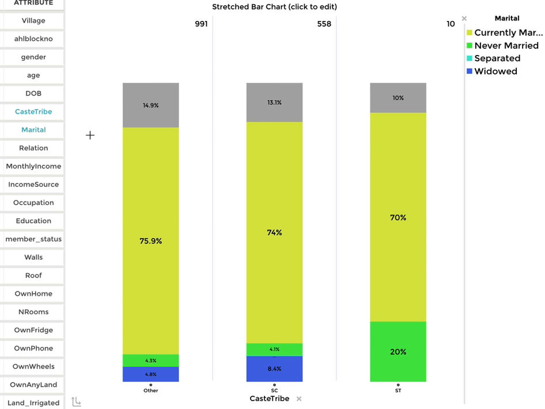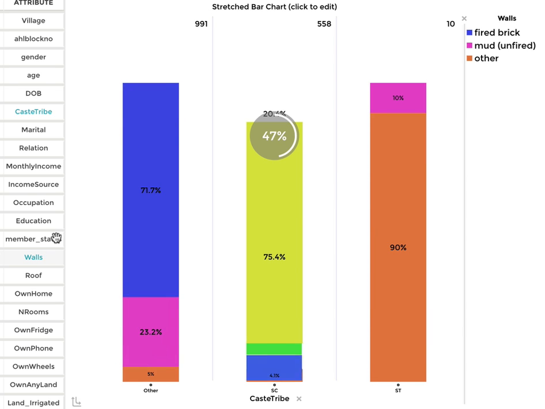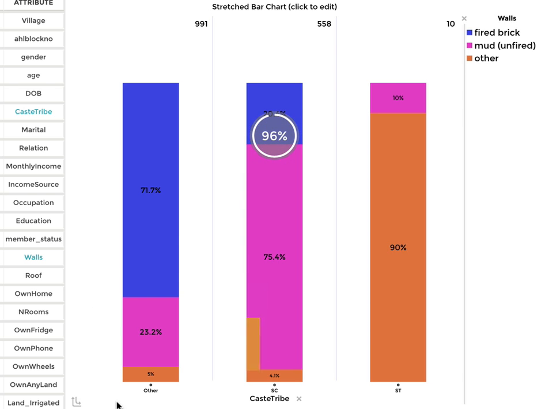Let's look at a different response variable, a different output variable. I'm going to use this very interesting attribute, walls, which is the principal material that the walls of their homes are made of. And we can see here that the more advantaged group, the non-caste group, tends to have fired brick walls, whereas the caste group has almost the same proportions, but reversed, of unfired brick walls, that's to say mud walls in their homes.